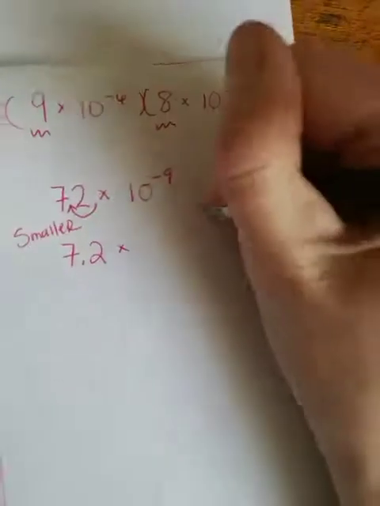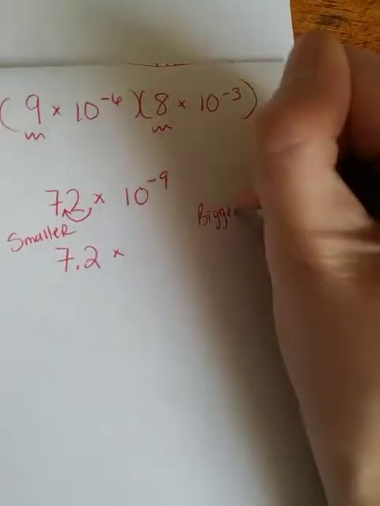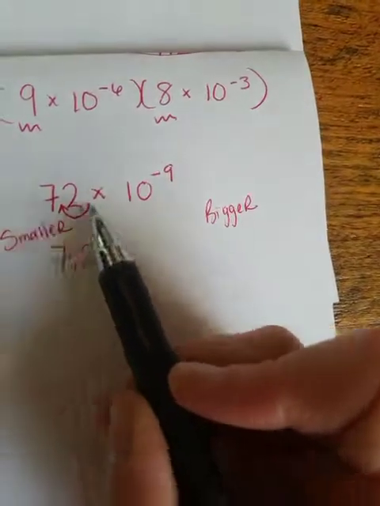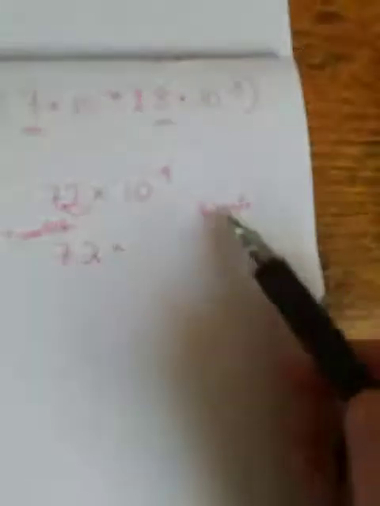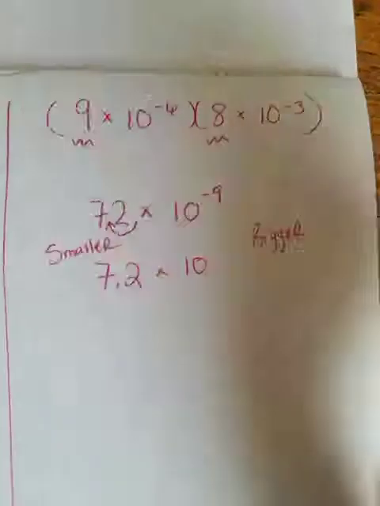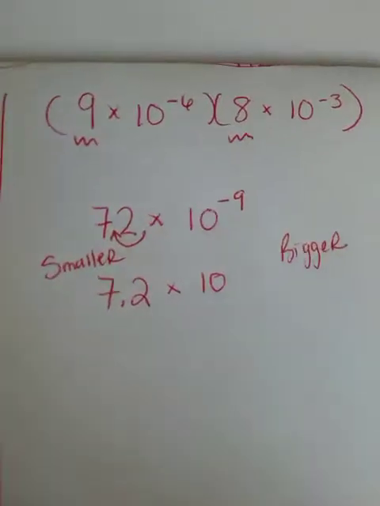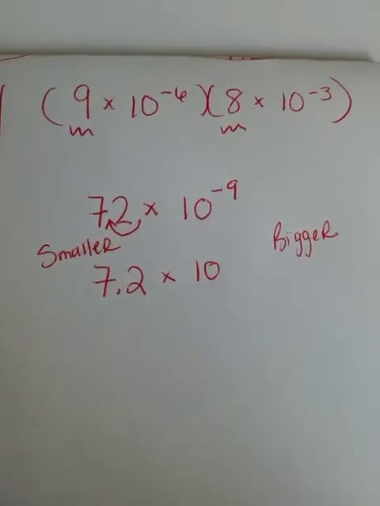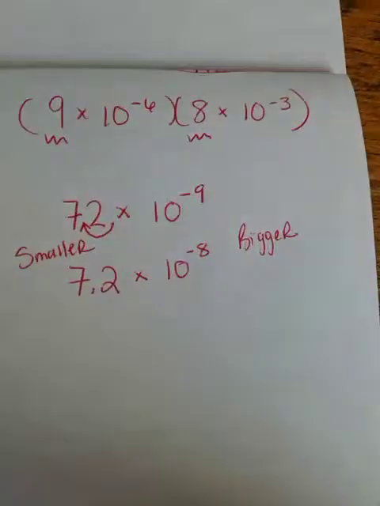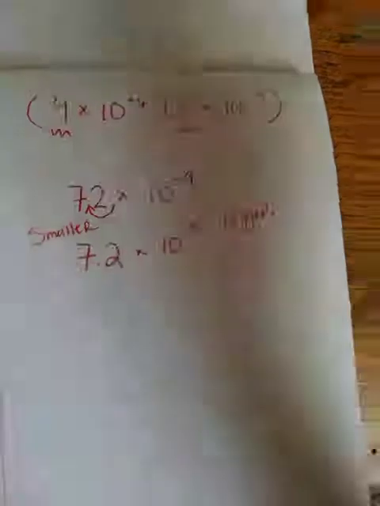So from 72 to 7.2, this number got smaller. So that means your exponent has to get bigger. This is another situation where it's only going to get bigger by 1. If you had to move the decimal place 2 or 3 times, that's how many units that the exponent would get smaller or bigger by. So, looks like I'm all blurry here. 1 unit bigger than negative 9 is negative 8. And that is your answer.